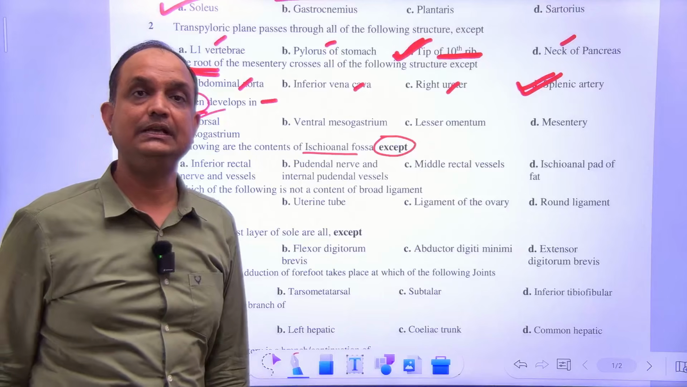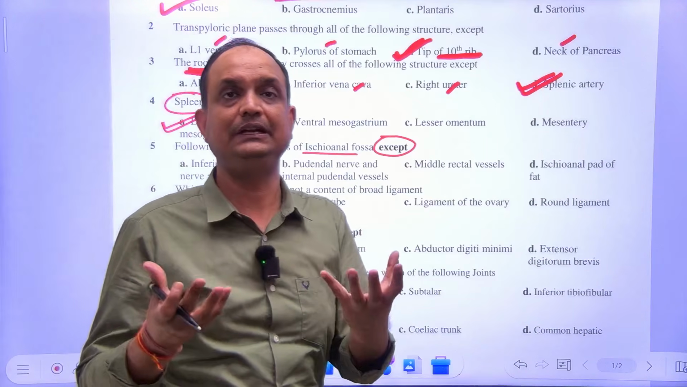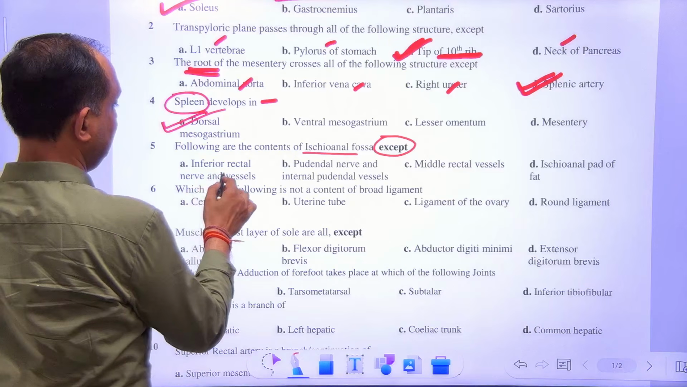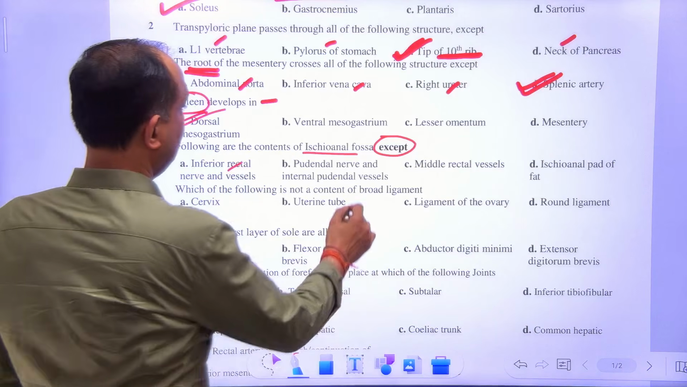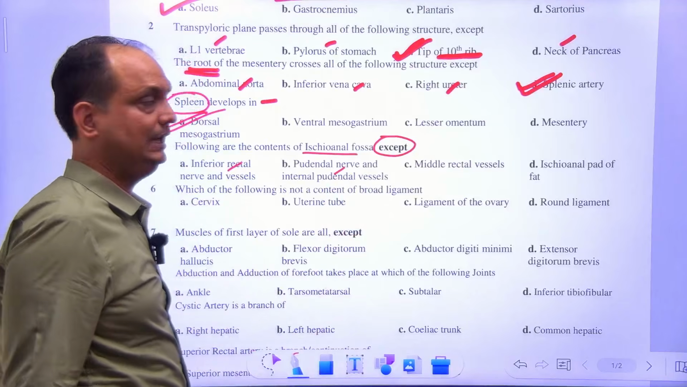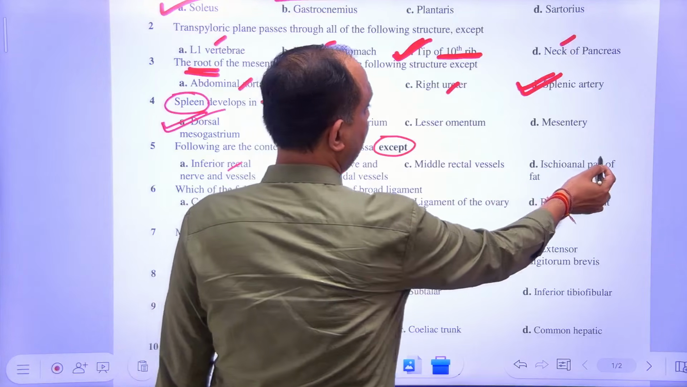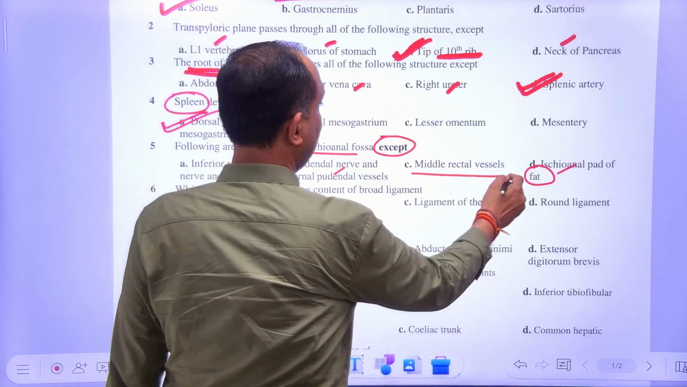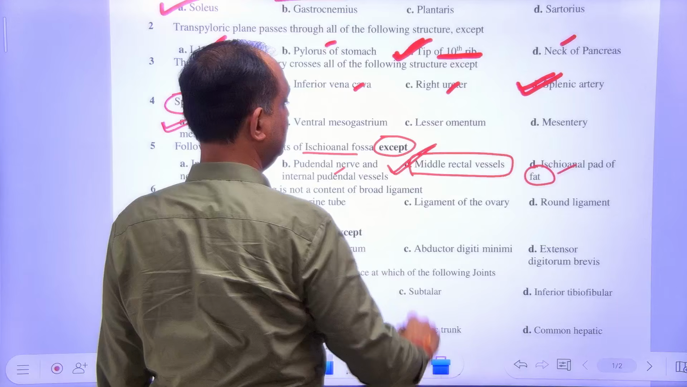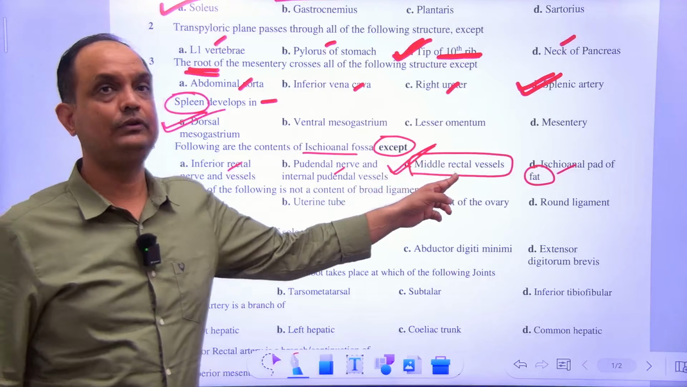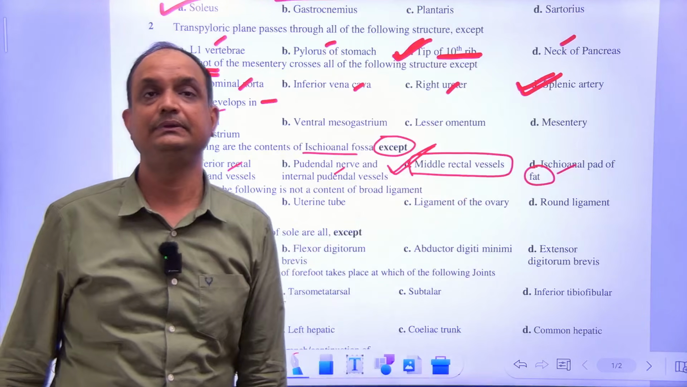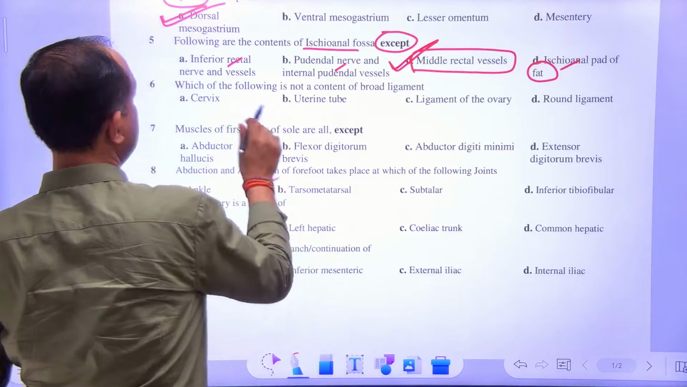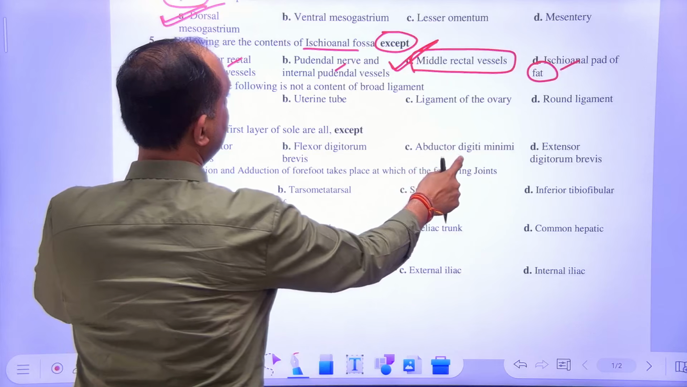So ischioanal fossa is a fossa which is present on both the side of anal canal into the perineum. So what are the options? Inferior rectal vessels, yes, they are present into the fossa. Pudendal nerve is present, yes, it is present into the lateral wall of the fossa. Ischioanal pad of fat, yes, fat is a main content of the fossa, but middle rectal vessels are not present into the fossa. These are the branches of your internal iliac artery and they are present into the pelvis, not into the ischioanal fossa. The next question is which of the following is not a content of broad ligament?